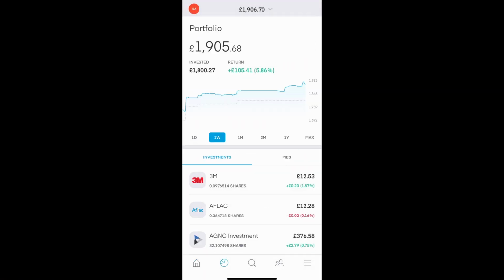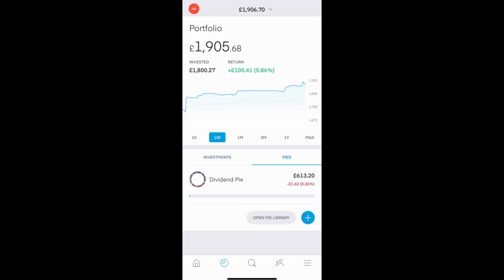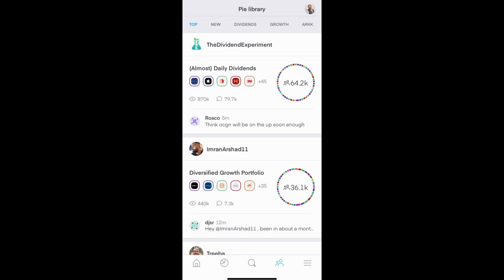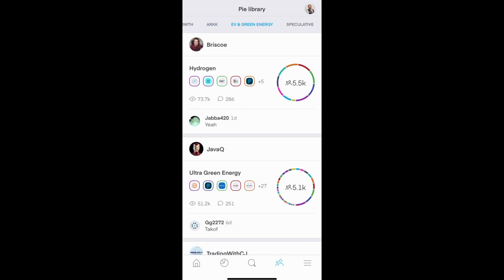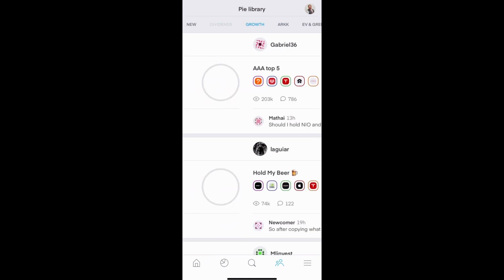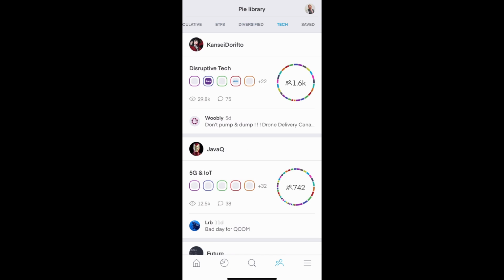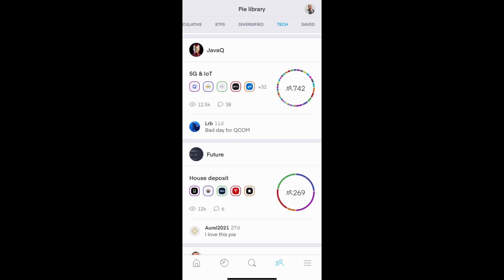So what's the difference between a pie and an individual investment? With Trading 212, they do a thing called pies, which is basically like a segment of the market. If you go into the pie section of the app, you can see that people have created pies already. You can buy them in EVs and green energy, you can buy growth pies, dividend pies, you can even make your own, tech, all that kind of stuff. And what they are, they're groups of companies in a pie, basically.